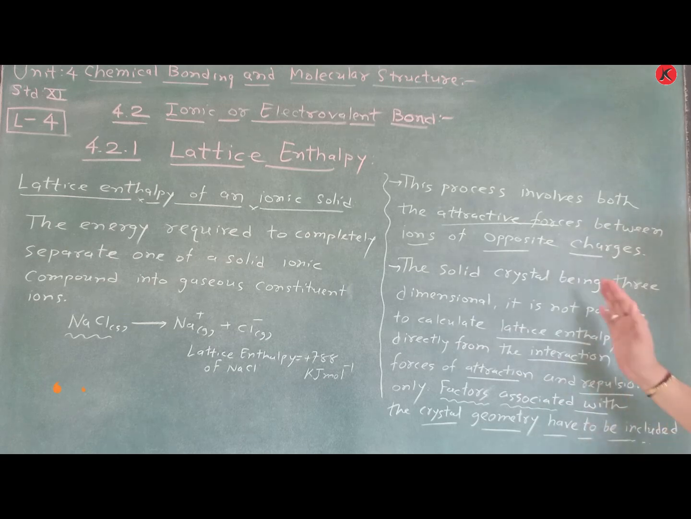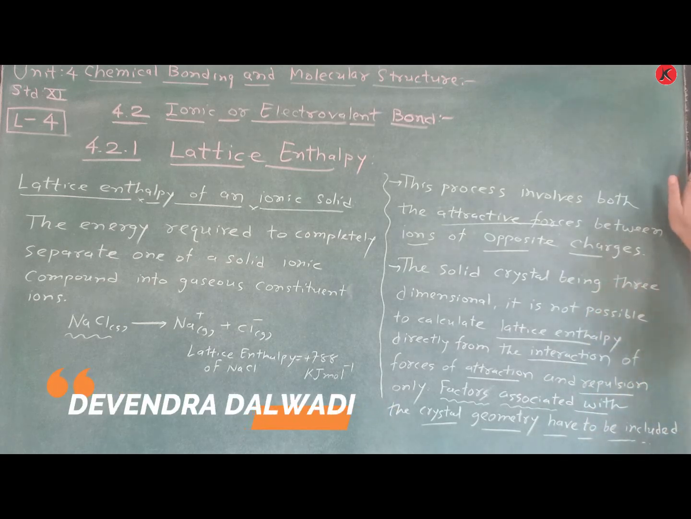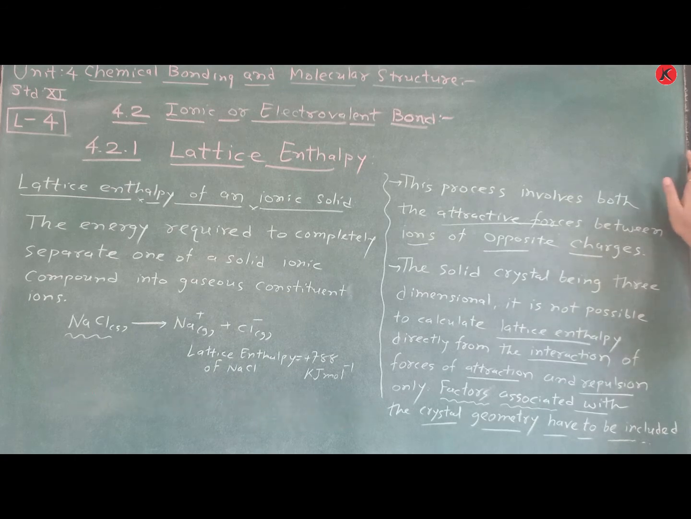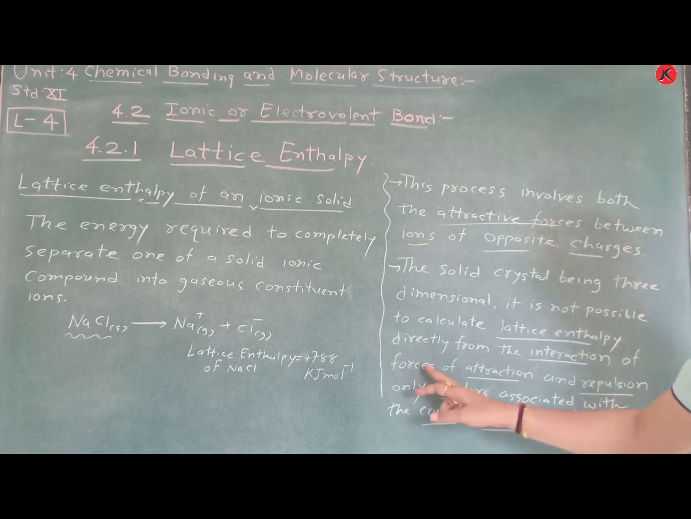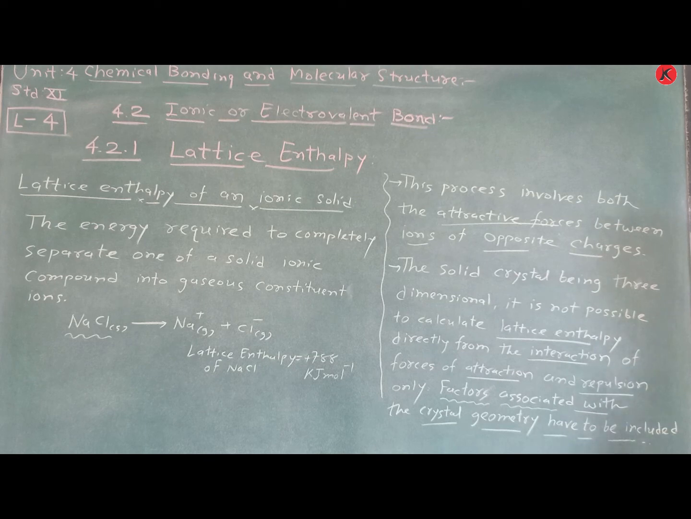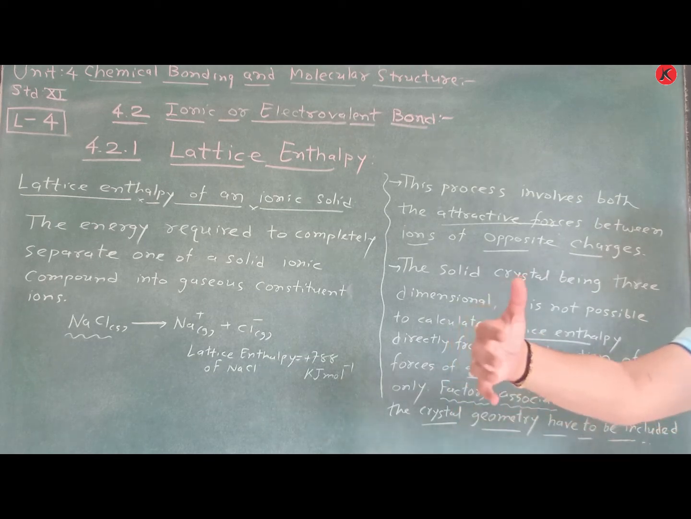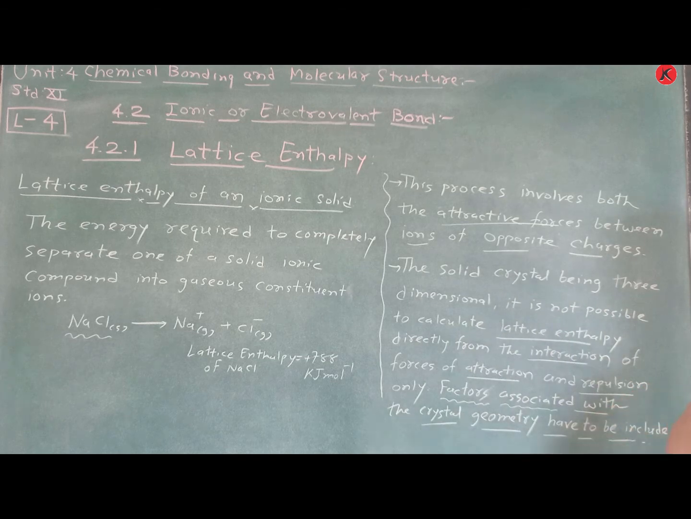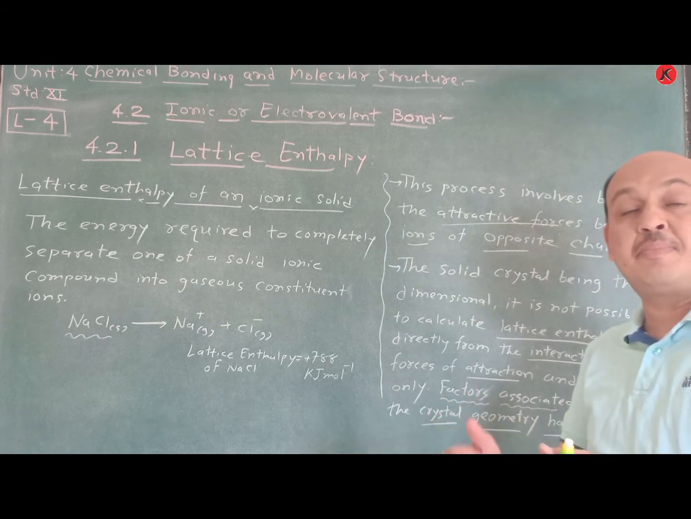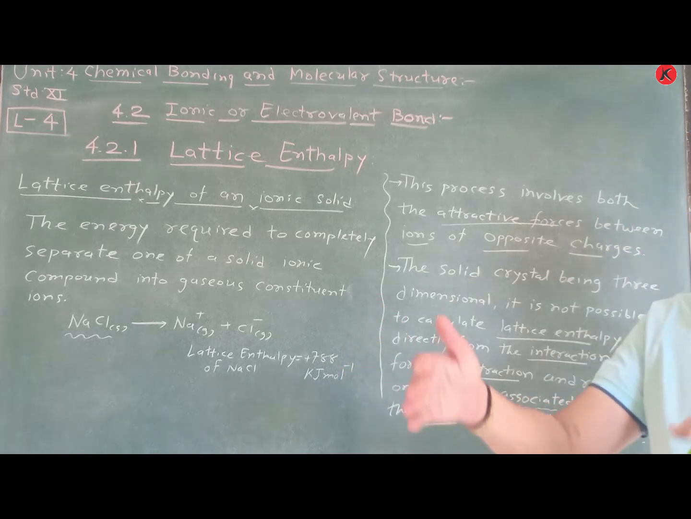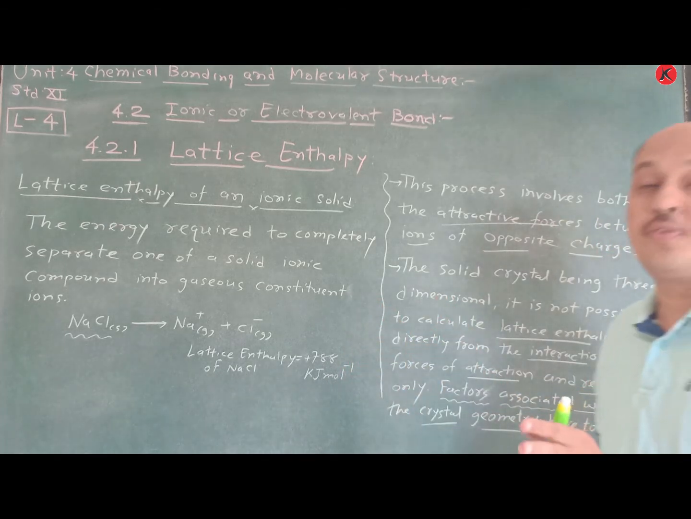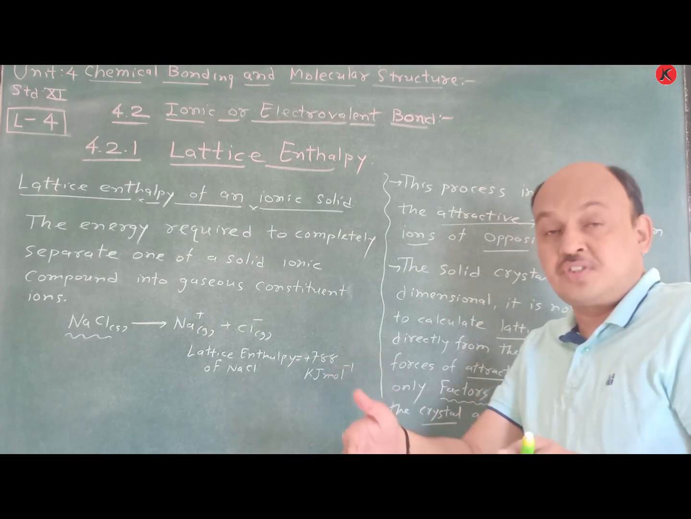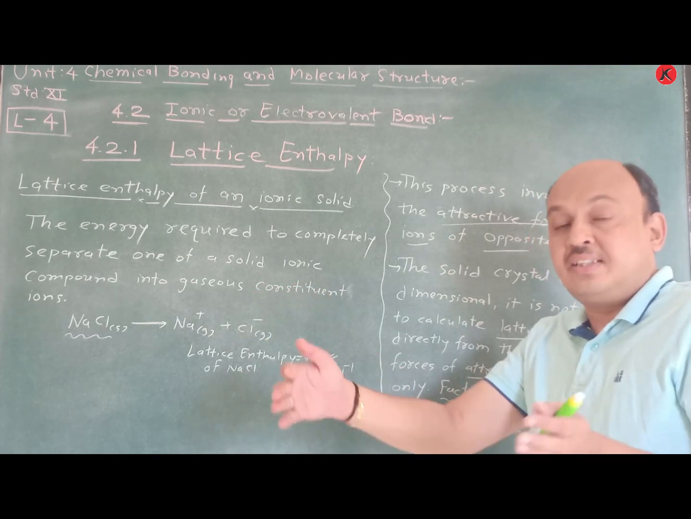So for solid crystals, the crystal being three-dimensional, it is not possible to calculate lattice enthalpy directly from the interaction of forces of attraction and repulsion only. That means Na plus and Cl minus attract or repel, but it does not depend on that alone. Factors associated with the crystal geometry have to be included, and you know that Na plus and Cl minus are actually bound according to Coulombic interaction forces, which you already learned, and due to that they are bound.